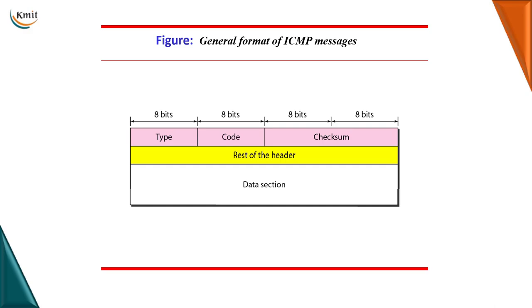Let us see the general format of the ICMP messages. How does this ICMP protocol act as a companion to the IP protocol? It has a set of messages which help us overcome the deficiencies of the IP protocol. So let us see the format of these ICMP messages first. You can see we have the 8-bit type field here, which specifies the type of the ICMP message, then the code of the ICMP message, the checksum value of the header, and the rest of the header and the data section.